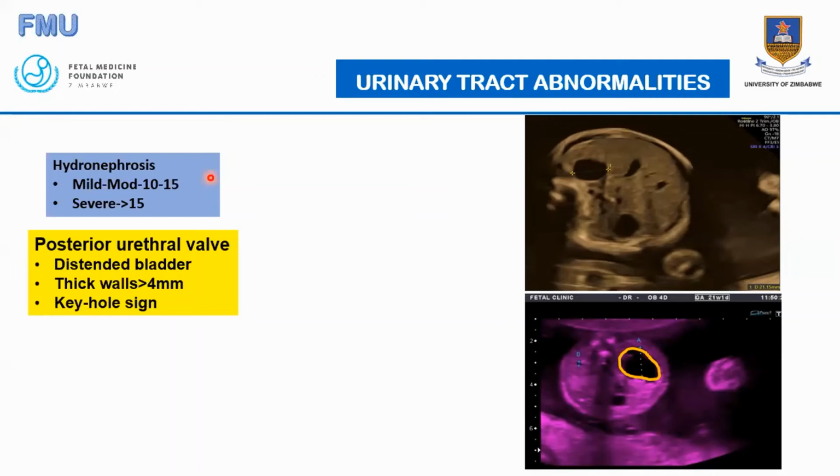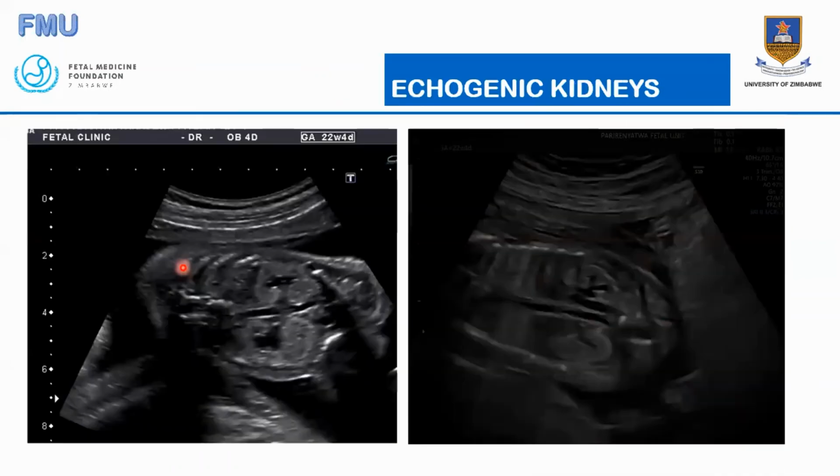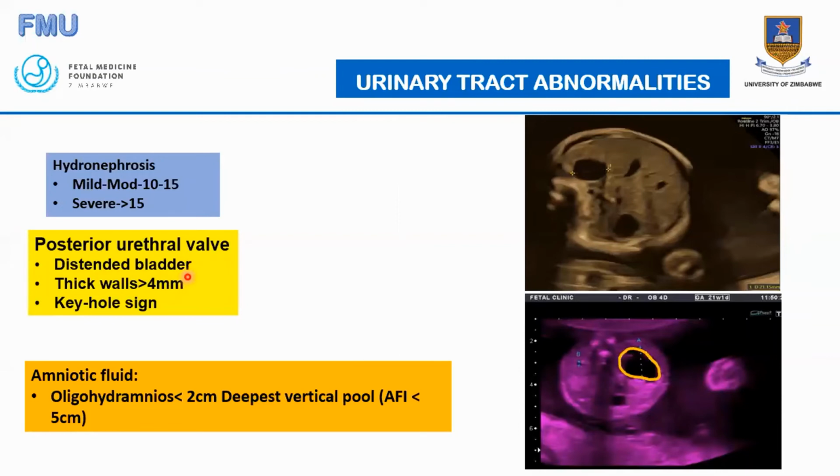However, mild hydronephrosis may not have any obstructive pattern, but may be a soft marker for aneuploidy, like Down syndrome. Then posterior urethral valves. We normally see a distended bladder with abnormal thickening of the walls and the keyhole sign. I'm sure I'll have an image somewhere down there to show you. And in cases where we have total lower urinary tract obstruction, we may not even have fluid, or may have severe oligohydramnios.